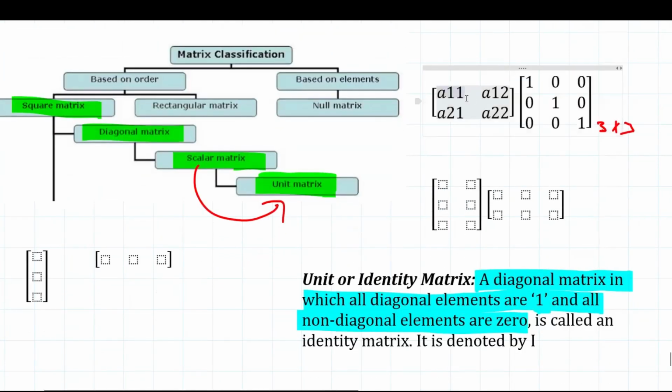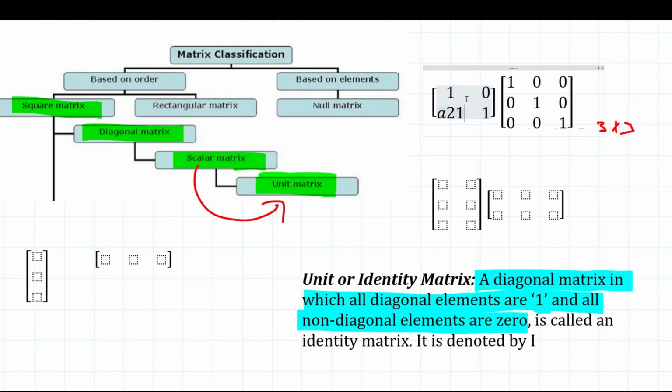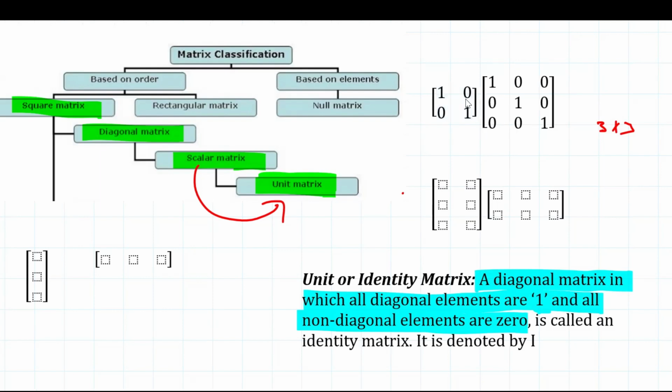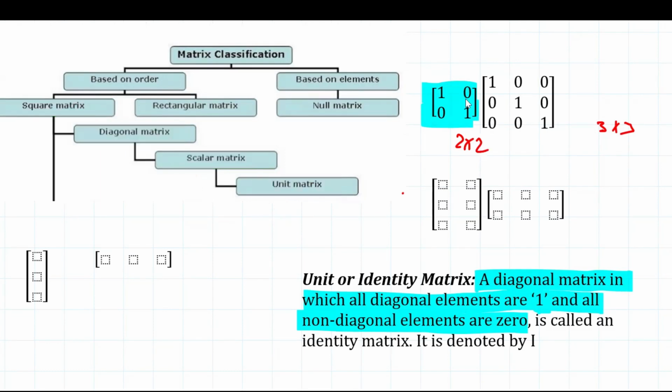Let's say if I write 1 over here, this is a non-diagonal element, so it should be 0. This is a diagonal element, has to be 1. And this is a non-diagonal element, will be what? 0. Now we can see that this one is an example of a unit matrix of the order 2, so it's 2 by 2. Right. So we have come to this.